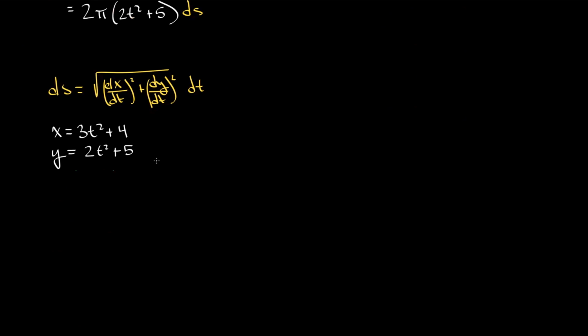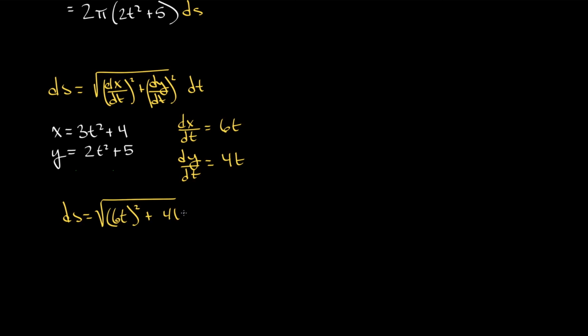All right. Now, we need to find their derivatives with respect to t. Let's do that. Let's get dx dt going. So the derivative of x with respect to t, that's just going to be 6t, and then dy dt looks like we have 4t. Throwing this in, what do we get? We get ds is equal to the square root of, we found dx dt to be 6t, so that's 6t squared plus 4t squared. And then we still have dt.